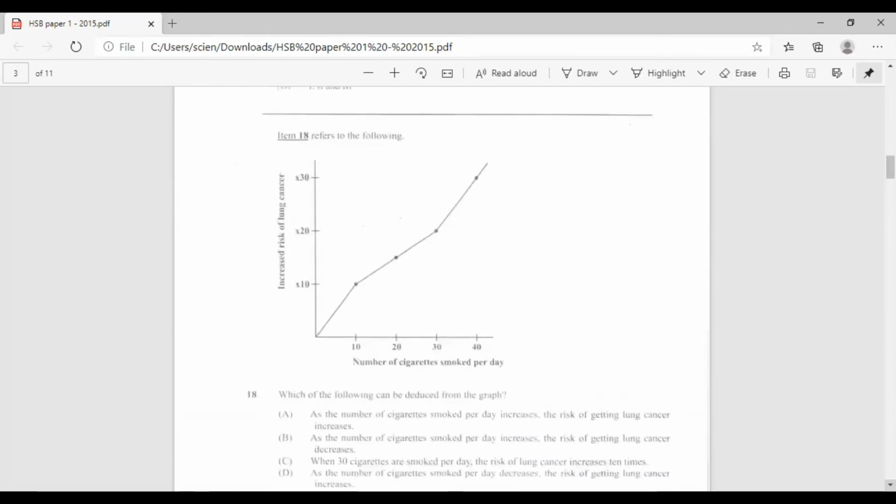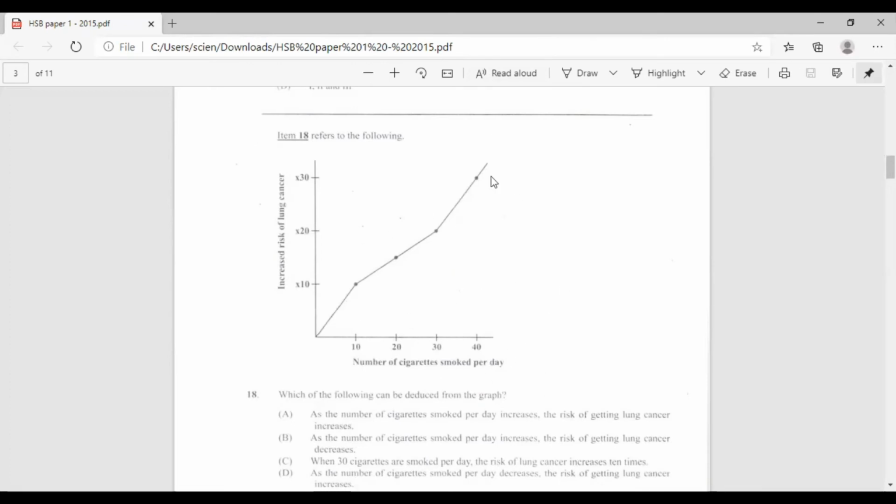Item 18 refers to the following, which is this graph here. We have an increased risk of lung cancer against the number of cigarettes smoked per day. Now the question, which of the following can be deduced from the graph? As usual, let us look at the graph just to know what we are looking for. It is increasing, so the risk is increasing, and then the number of cigarettes that the person smokes is also increasing.